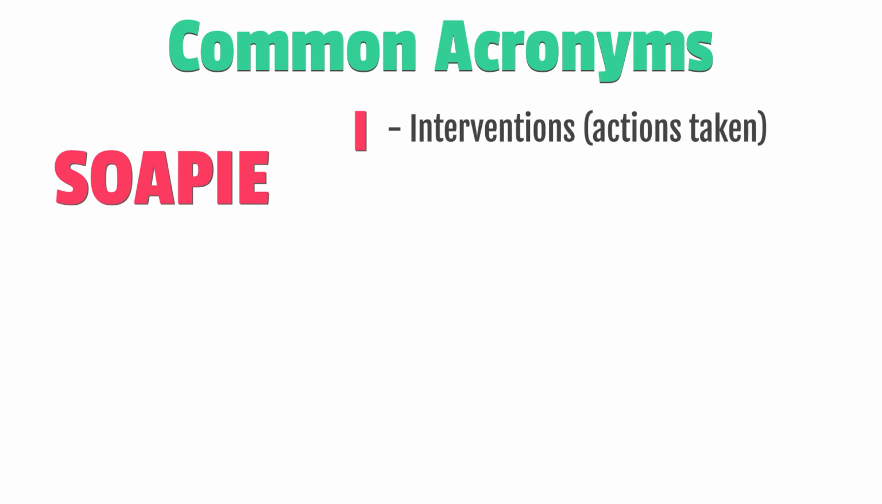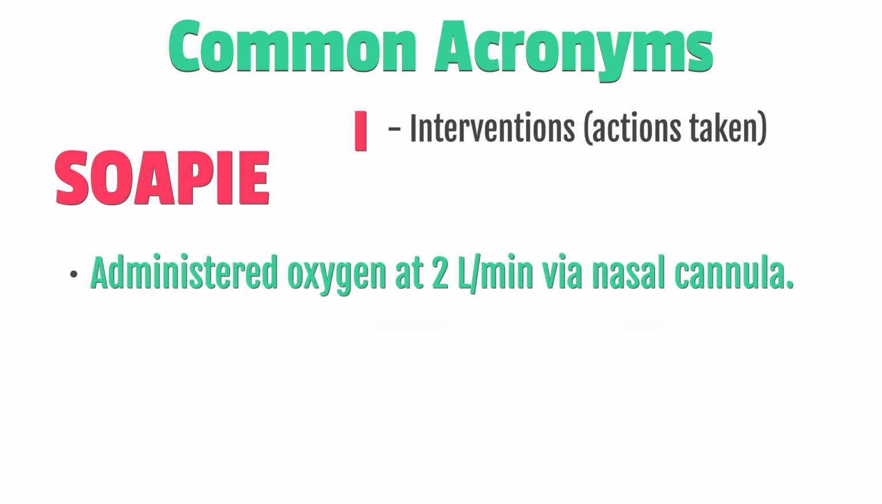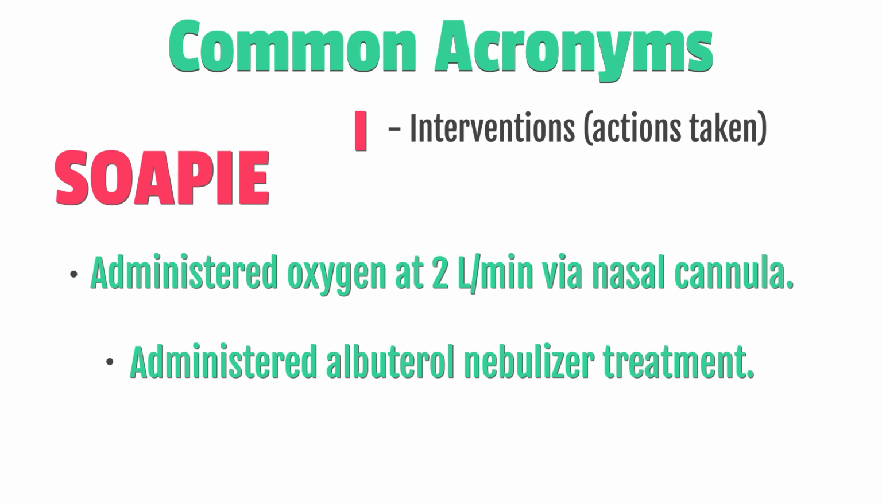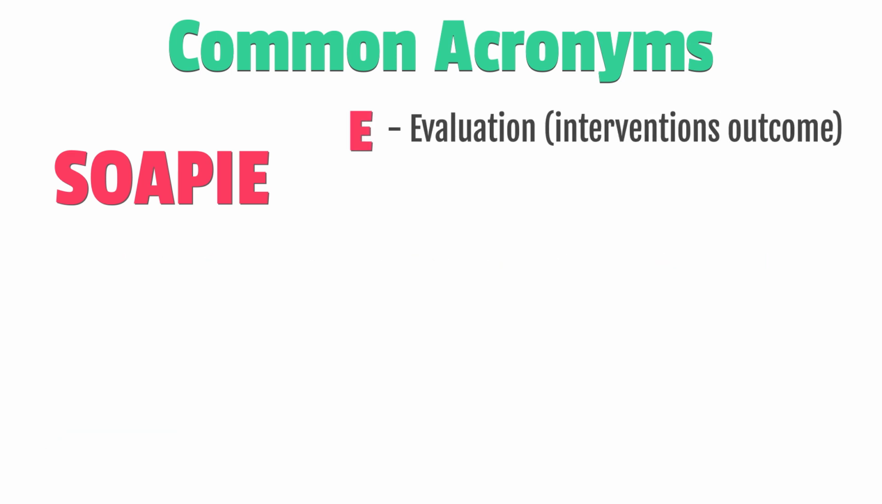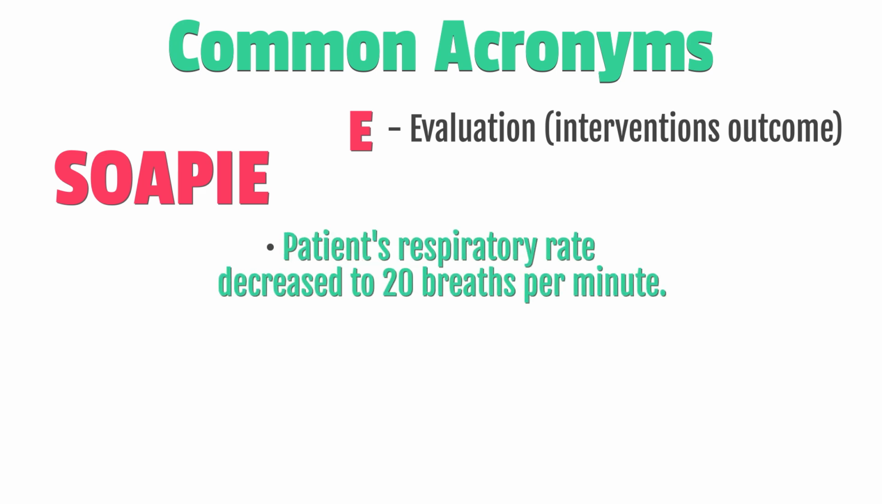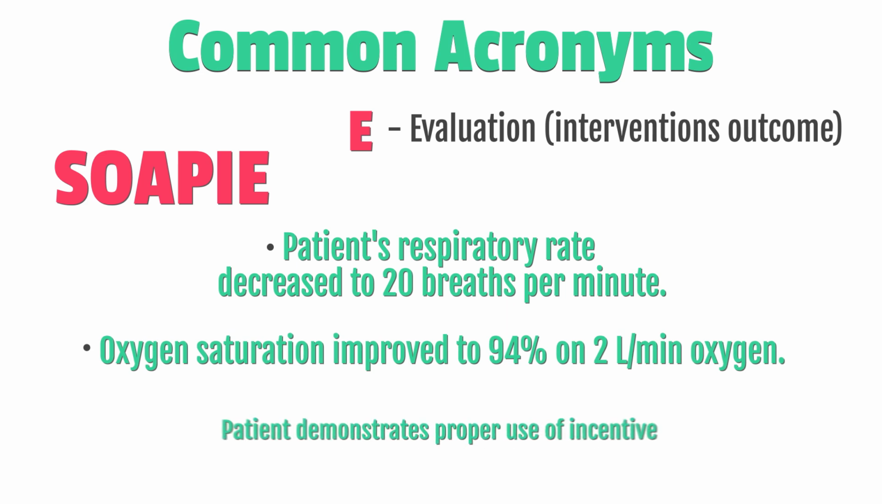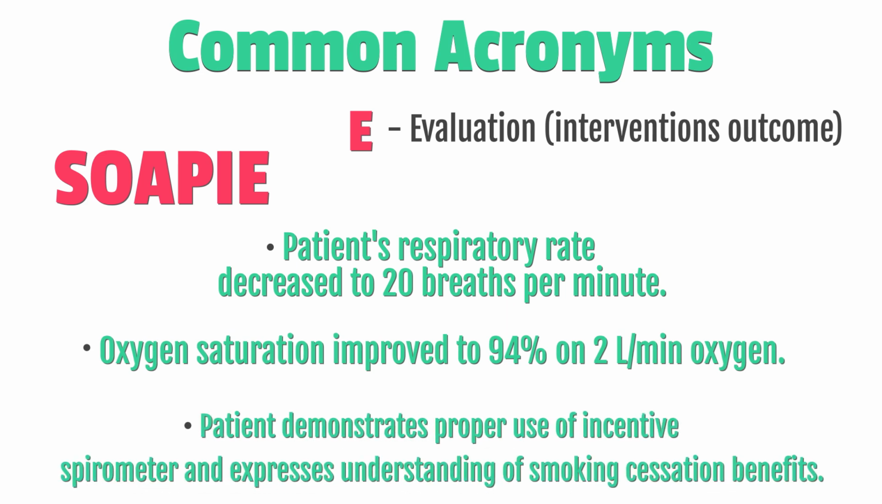I is for interventions. Remember those actions taken. For example, administering O2 at 2 liters per minute via nasal cannula, administering albuterol nebulizer treatment, or even providing education on the use of incentive spirometer. Now, E is for evaluation, the outcome of the interventions. For example, the patient's respiratory rate decreased to 20 breaths per minute. The oxygen saturation improved to 94% on 2 liters of oxygen. And the patient demonstrates proper use of incentive spirometer and expresses understanding of smoking cessation benefits.